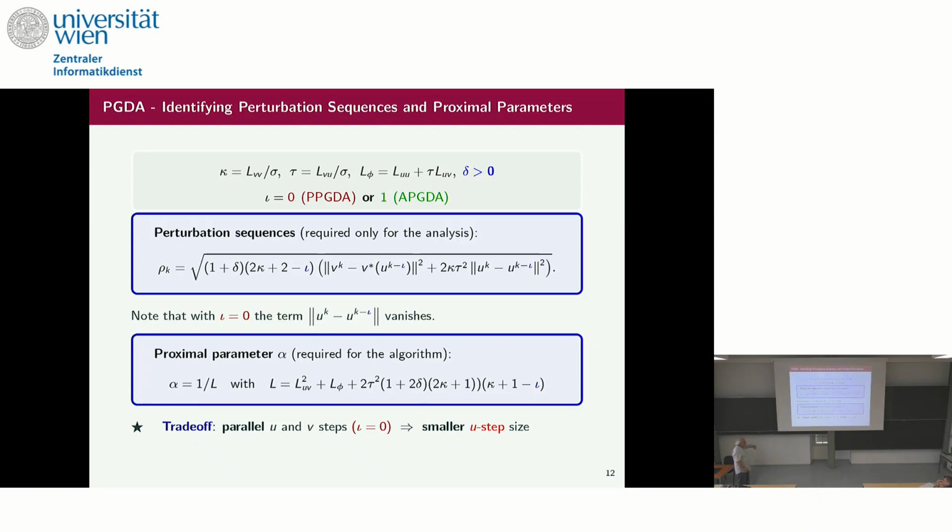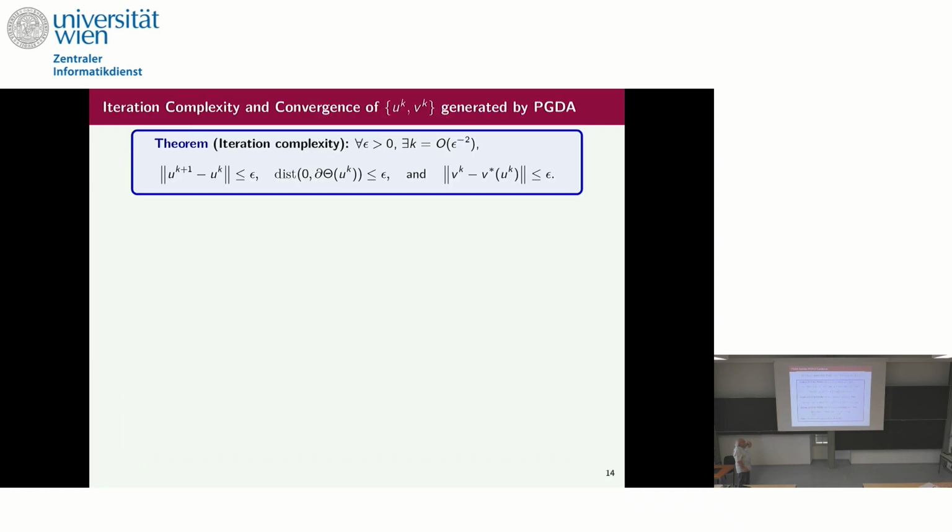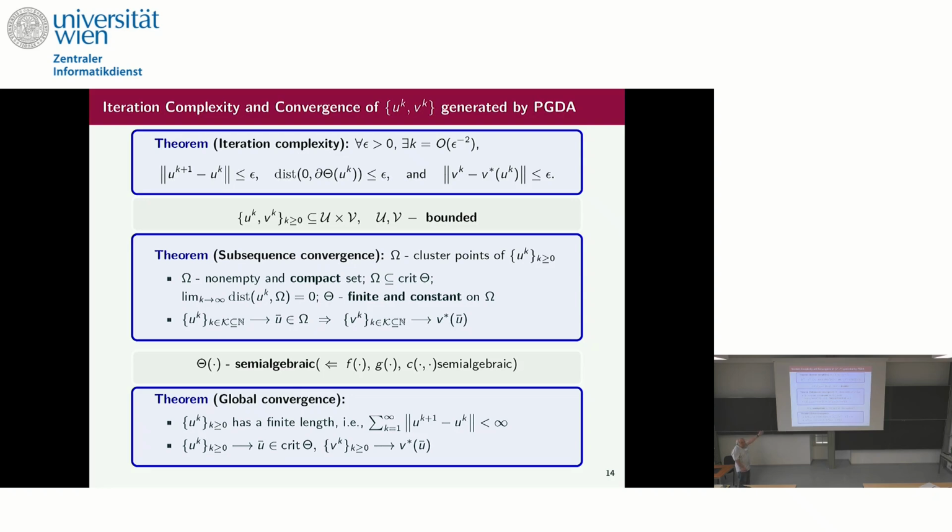So this is what we can prove. We can exactly find the three conditions for the PGDA. The PGDA, I recall, we can identify all the objects, and then we can also get the iteration complexity, which actually fits, but differently from others so far. We get a true complexity result, not nearly approximate. We get subsequence convergence and global convergence.